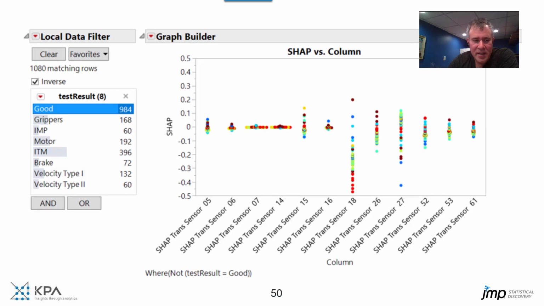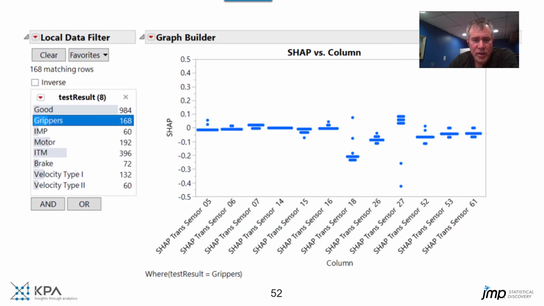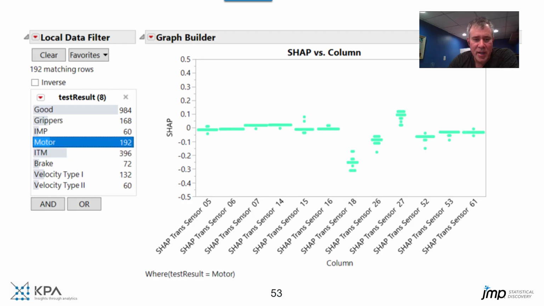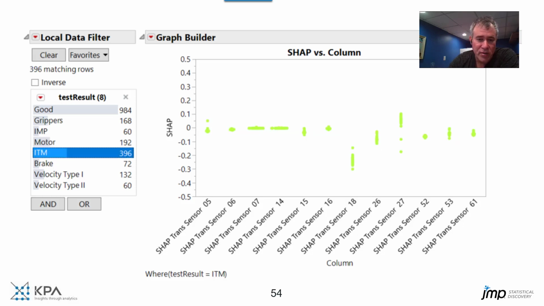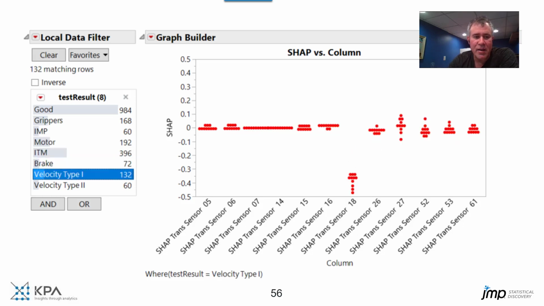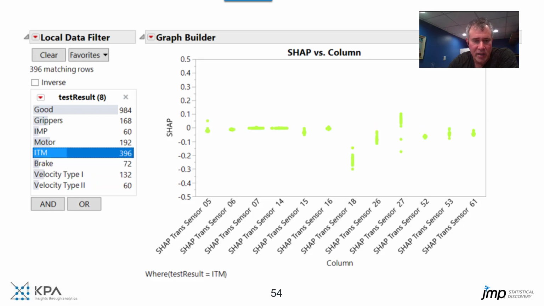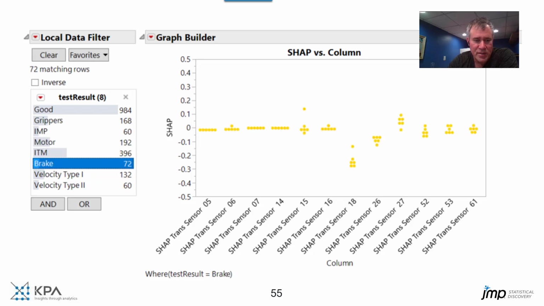I had hoped that by toggling through the other failure modes, maybe I could find a pattern that helped tease out different sensors that are more important for particular failure modes. But the only thing I was able to find was that column 18 had a somewhat stronger impact on the velocity type 1 failure mode than the other failure modes.